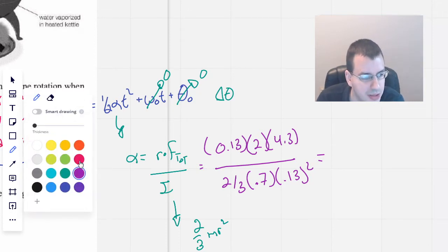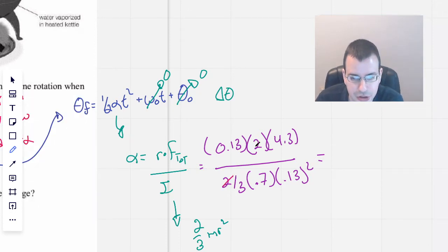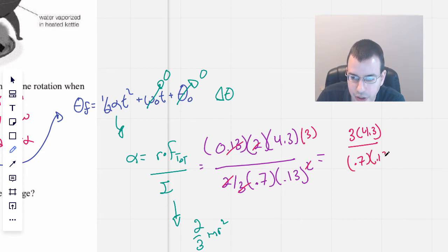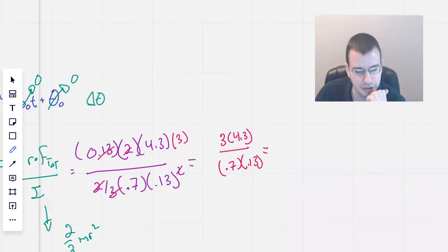Keep going through this. Maybe do a little bit of canceling. So we'll do a 2 there, move the 3 up here, cancel one of the r's, and we're left with 3 times 4.3 all over 0.7 divided by 0.13. I could do that in my head.